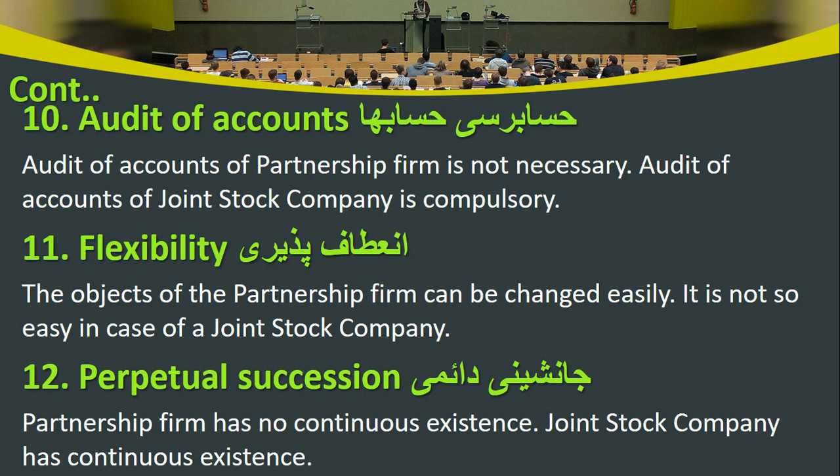Perpetual succession. A partnership firm has no continuous existence. Joint stock company has continuous existence. If a partner dies or disagrees, or wants to withdraw his money, the partnership ends. While in joint stock company, its existence is continuous. It goes on and on.